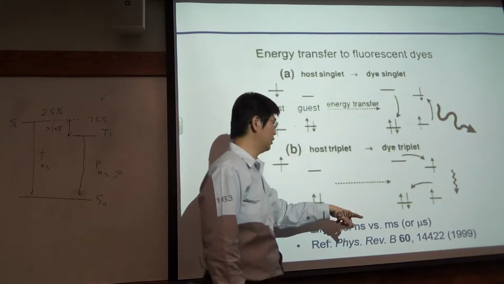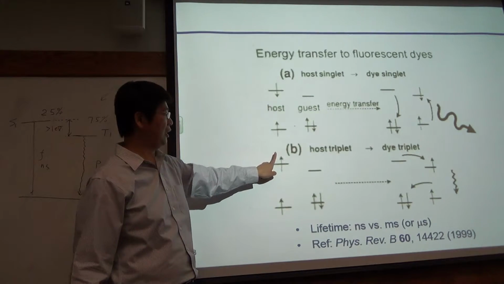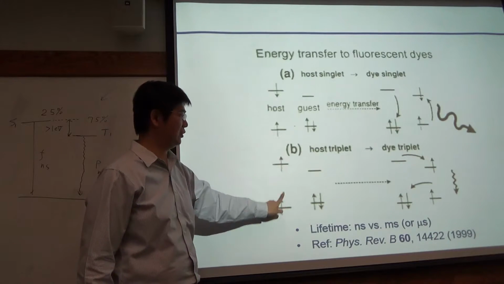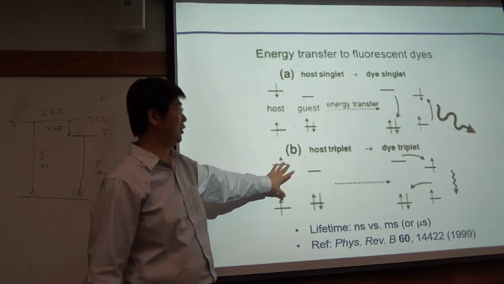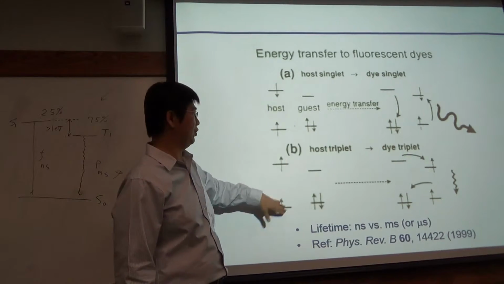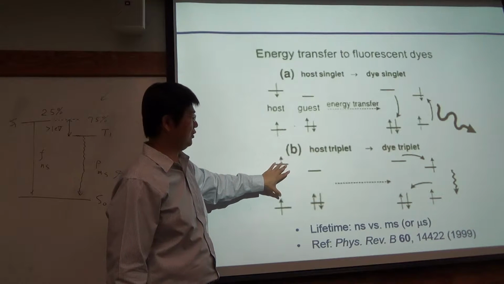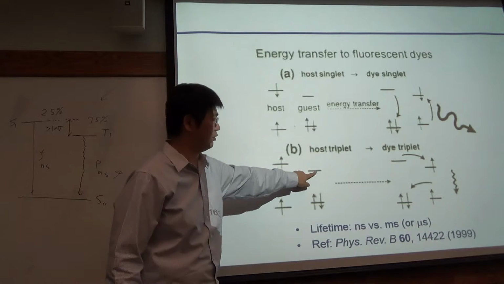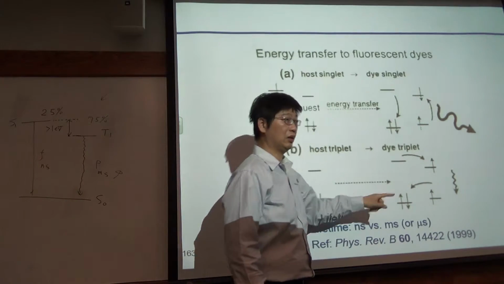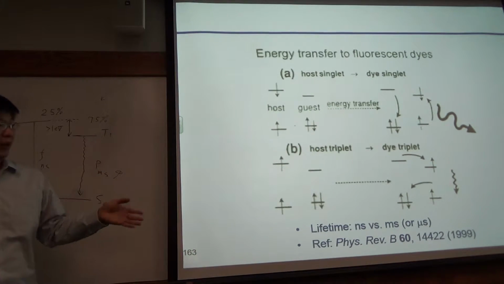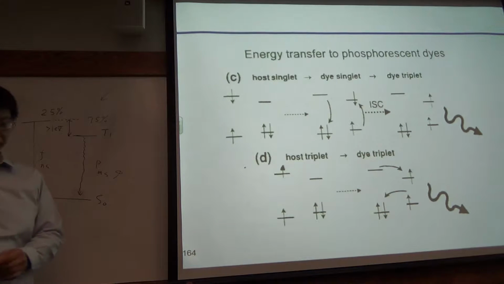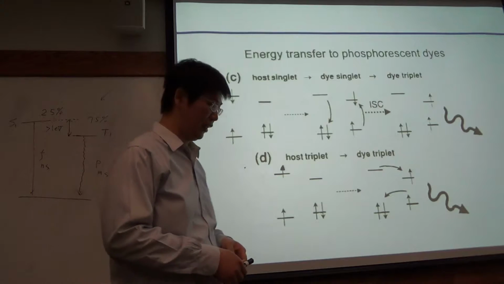Why? Because it is not possible to go down, right? So that is not possible to have this one. So if your excited state is in triplet, you have to use the Dexter energy transfer to go this way, okay? But if right now we have this kind of triplet, they can emit the light.